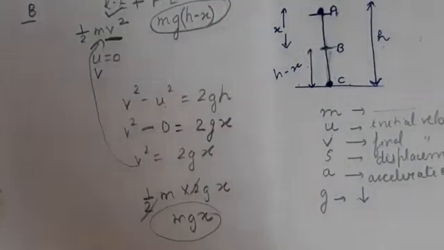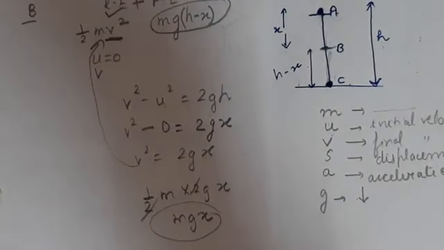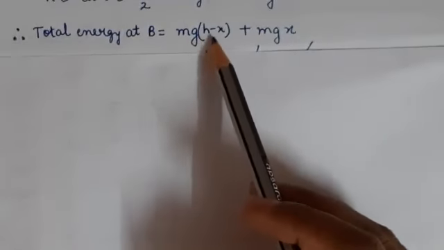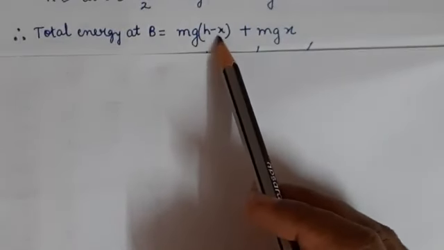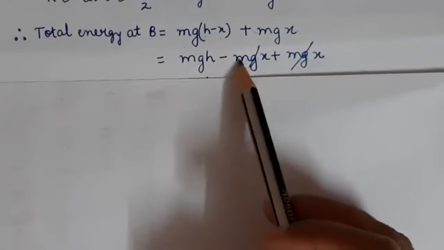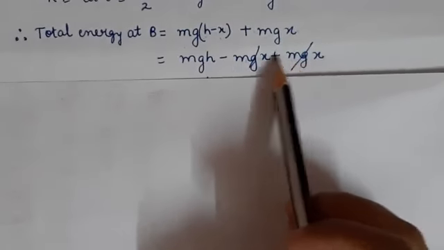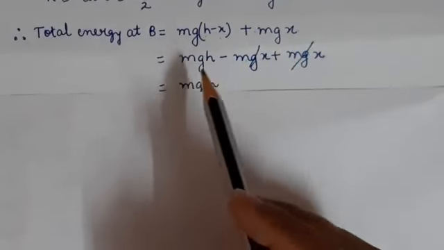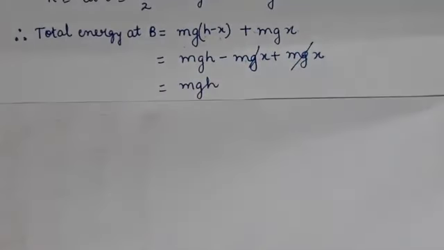Add these two equations. So it will be mg(h minus x), that is potential energy, plus mgx, that is kinetic energy. Now open the bracket: mgh minus mgx plus mgx. Now minus mgx and plus mgx will get cancelled. So you will be left with mgh. Clear, students?